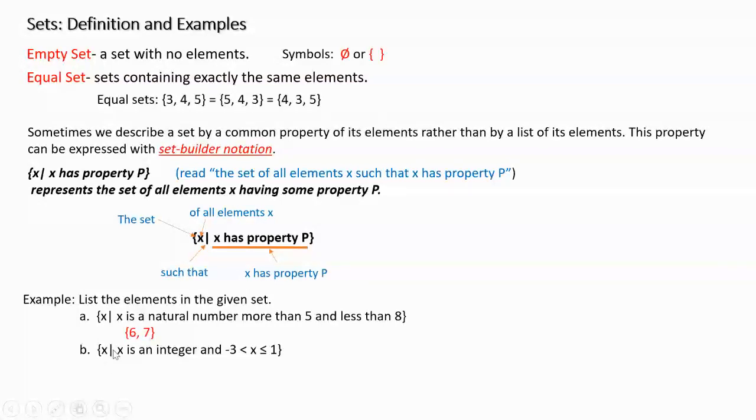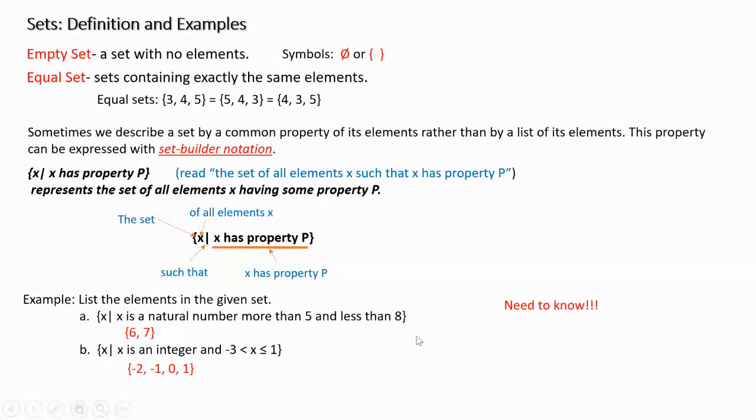For B, the set of all elements x such that x is an integer and is between -3 and 1, right? But here, because the symbol has a little line underneath it, it means that 1 is included. So it's going to be from -2 to +1.